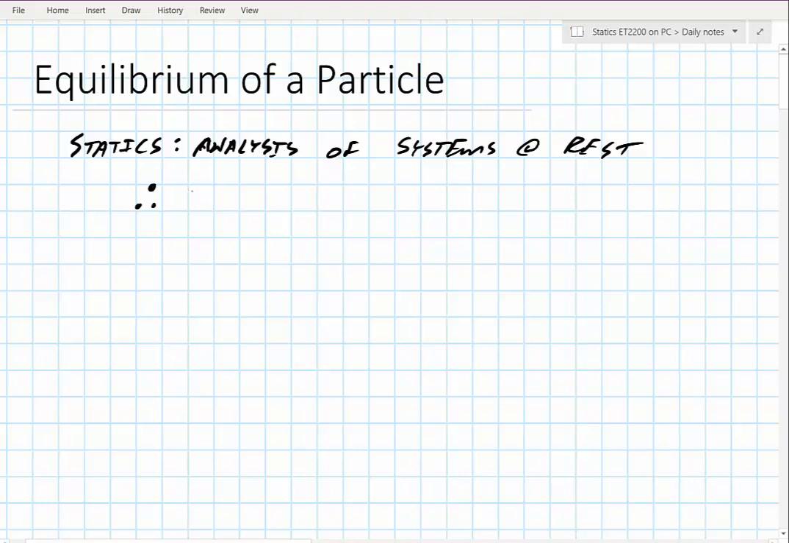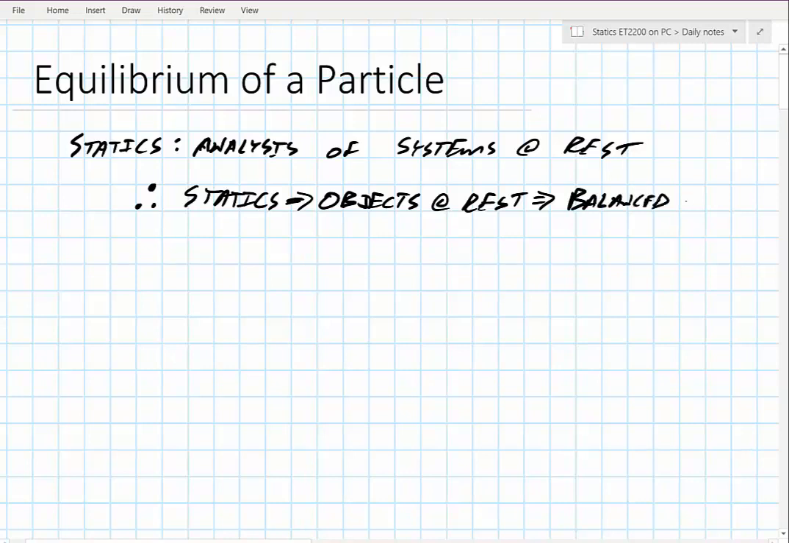is that, let's draw a little diagram here. Statics means your objects are at rest, and if it's at rest, this is the key to all of statics. It means that you have to have equilibrium, otherwise known as balanced forces. Newton's second law.